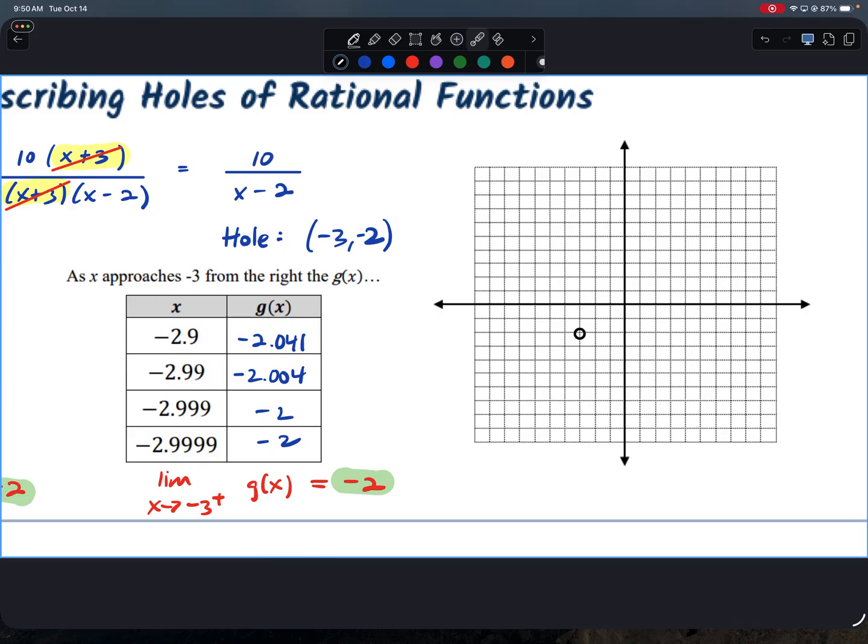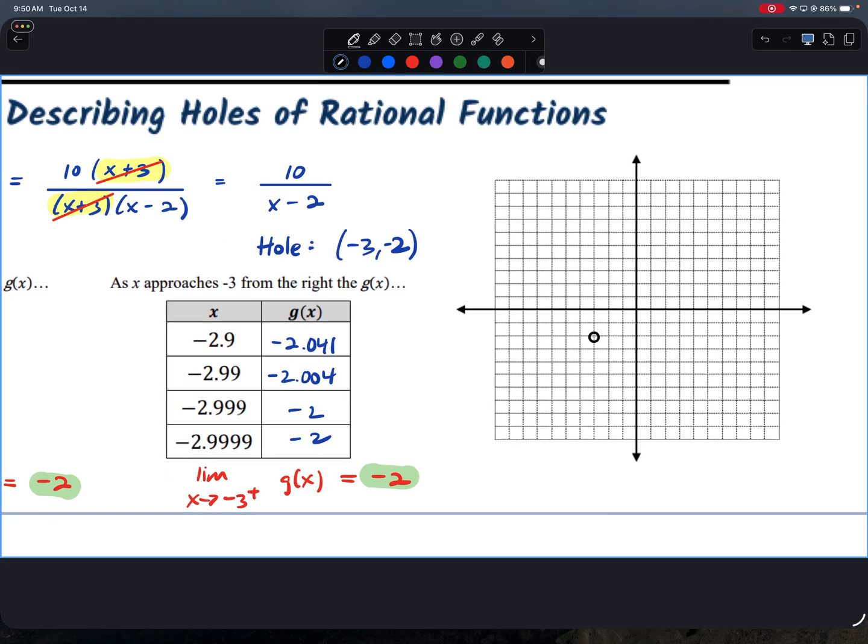So look at our simplified function, guys. Is there an x on top? No. So remember, the zeros of the function are where the top equals 0. The top is just 10. Is 10 ever 0? No. So there's no zeros. Y-intercept. If I plug in 0, 0 minus 2 is negative 2. What's 10 divided by negative 2? Negative 5. So 1, 2, 3, 4, 5. Y-intercept is negative 5.